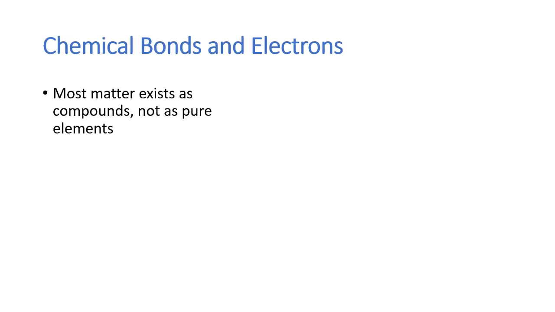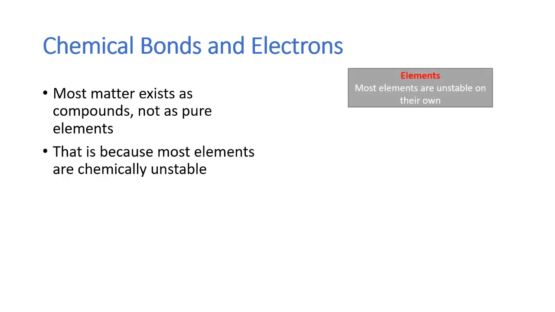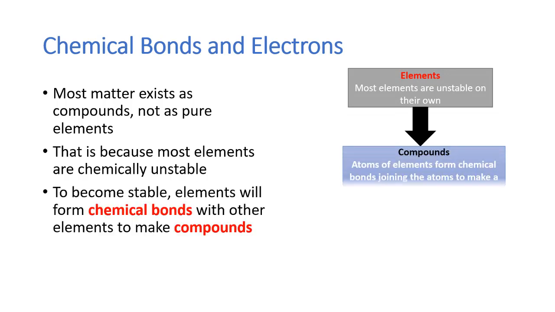Chemical bonds and electrons: most matter exists as compounds, not as pure elements. That just means in nature we don't find these atoms just hanging out by themselves. That's because most elements are chemically unstable. To become stable, elements will form compounds, or chemical bonds with other elements. So in compounds, atoms of elements form chemical bonds joining the atoms to make a stable partnership.